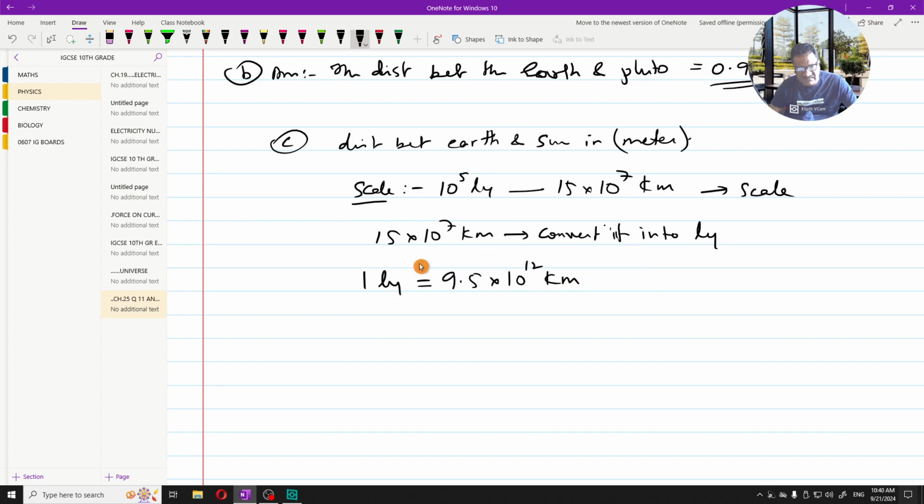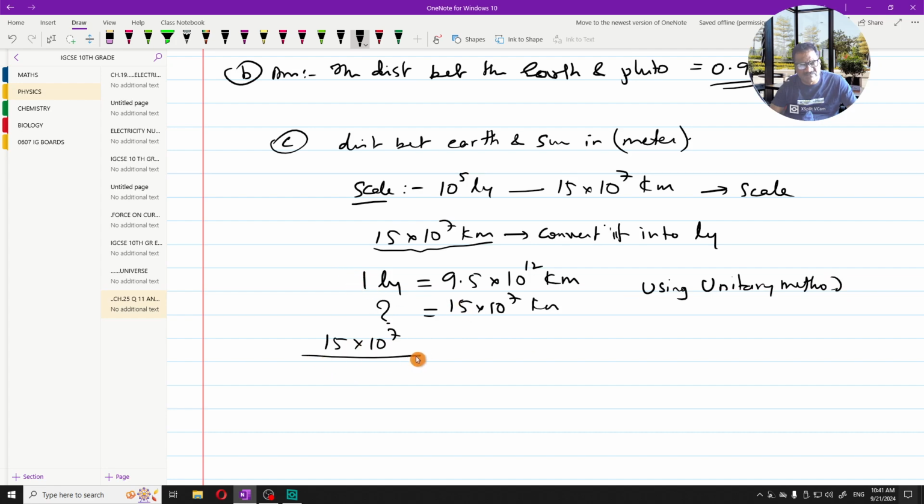This we know. Therefore, this many kilometer. Now below the kilometer, you'll have to write this on the right hand side. 15 into 10 raised to 7 kilometer will be equal to how many light year? Okay. So now again using your unitary method, you will get 15 into 10 raised to 7 times 1 divided by 9.5 times 10 raised to 12, and this will be now in light year. The answer will be in light year.